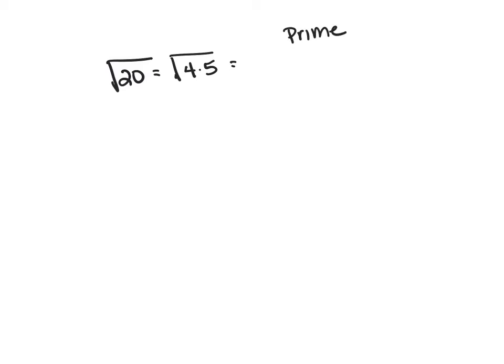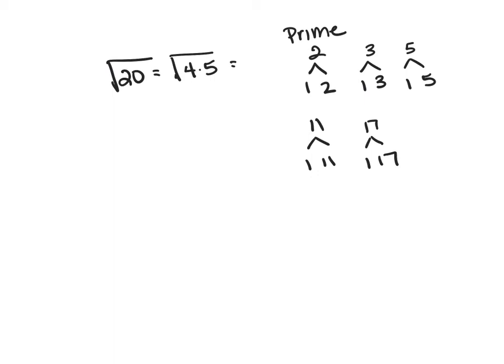A prime is a number where the only factors are 1 and itself. So the smallest prime we have is the number 2, because the factors of 2 are the numbers 1 and 2. 3 is a prime because the only factors are 1 and 3. 5 is a prime because the only factors are 1 and 5. 11 is prime because the only factors are 1 and 11. 17 is prime because the only factors are 1 and 17. We want to try to write all of our square roots in terms of their primes.